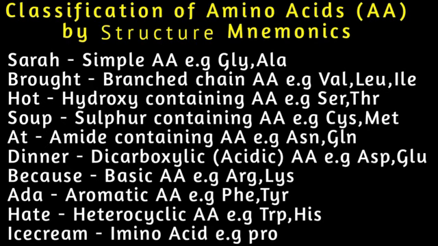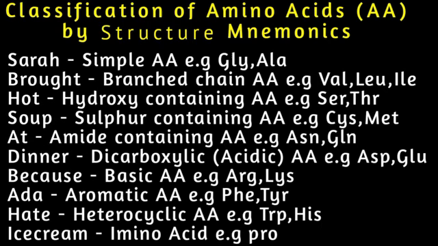Sarah, simple amino acids. It contains the first two of GAV list. Brought, branch chain amino acids, contain the next three of GAV list, which is valine, leucine, isoleucine. Hot, hydroxy containing amino acids, and examples are serine and threonine. Soup, sulfur containing amino acids, examples are cysteine and methionine. At, amide containing amino acids, examples are asparagine and glutamine. Dinner, dicarboxylic or acidic amino acids, examples are aspartate or aspartic acid and glutamate.